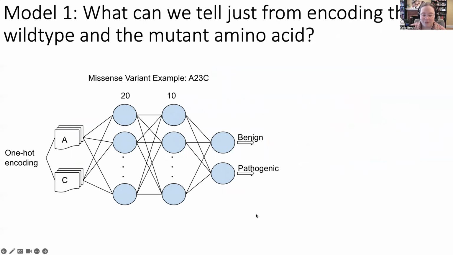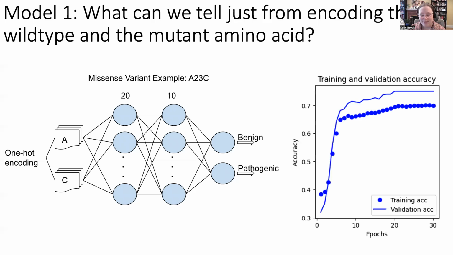So let's start, first of all, with our model 1. This is the one that's going to take in the minimal amount of information, literally just what the original amino acid is and what you're changing it to. This is going to be a fully connected neural network. And how well does this actually perform without taking into account any of the surrounding protein sequence information at all? Turns out, not so bad.